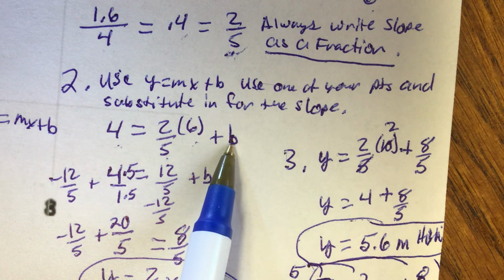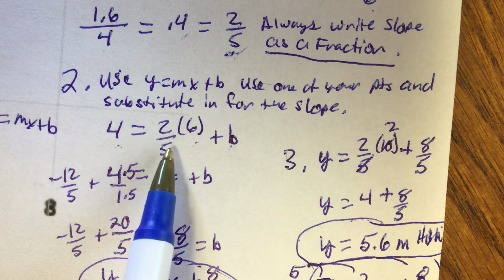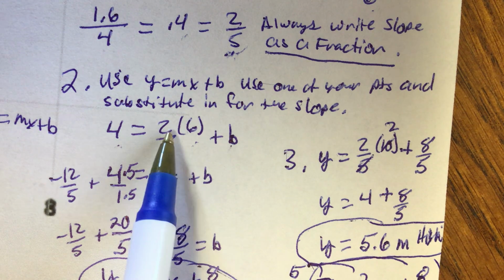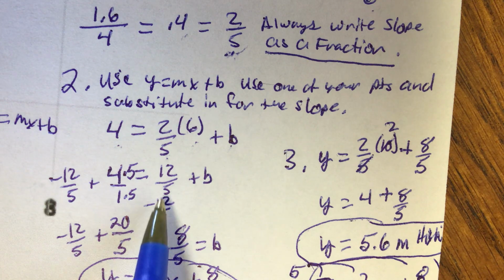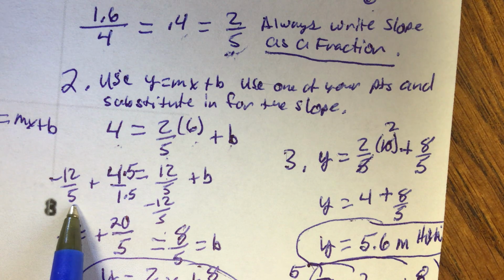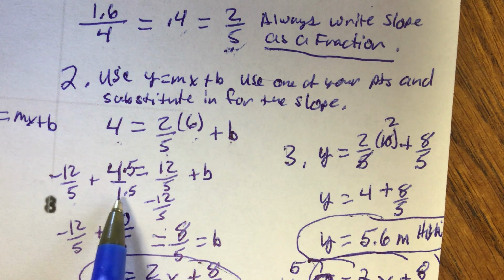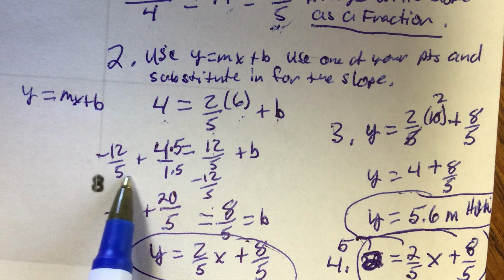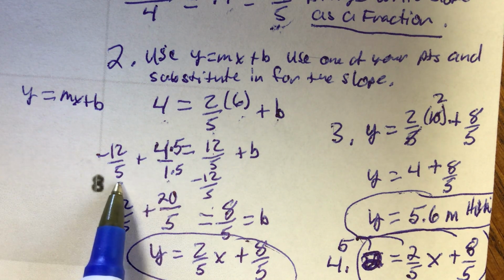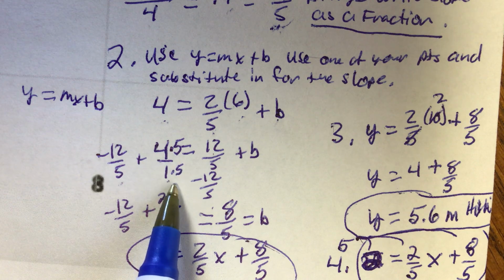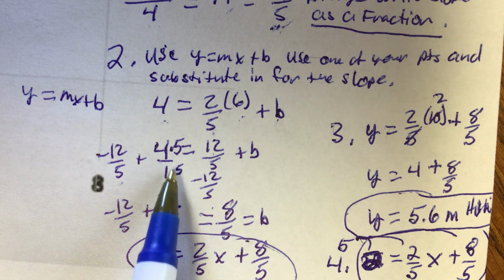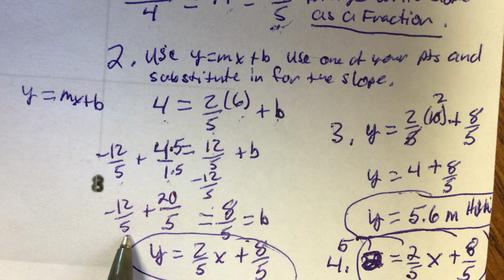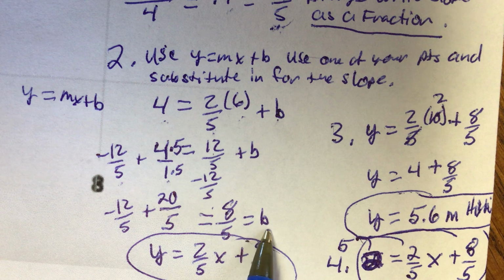I'm then going to solve for my y-intercept. All I need to do is multiply this out. The 5 and the 6 don't divide each other down, so I multiply the 2 and the 6. 2 times 6 is 12 over 5. I subtract 12/5 from both sides. I got 4 over 1, but I can't add negative 12 over 5 to 4 over 1, so I need a common denominator. I multiply the top and bottom of 4 over 1 by 5. That gives me negative 12/5 plus 20/5, which equals 8/5. That's the b value. That's where it will cross the y-intercept.